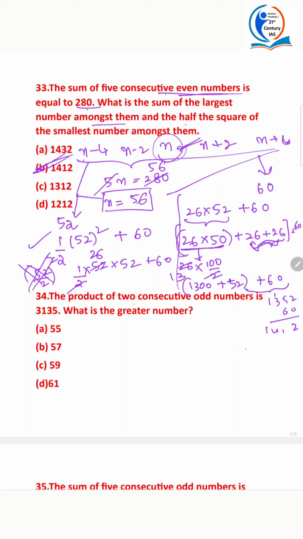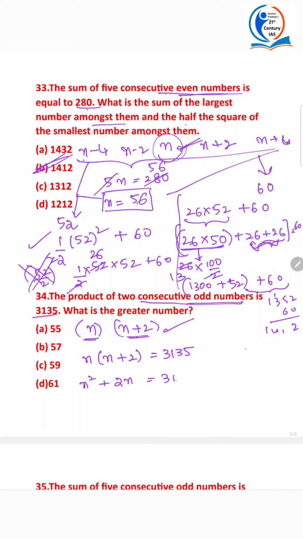Now next question. The product of two consecutive odd numbers is 3135. What is the greatest number? So the numbers would be n and n plus 2. Why? Because consecutive odd numbers, they are not consecutive numbers, they are consecutive odd numbers. That's why it should be n and n plus 2. Be very careful. Do not commit a mistake by writing n into n plus 1. Alright? Yeah. So, n into n plus 2 is equal to 3135. n square plus 2n is equal to 3135.